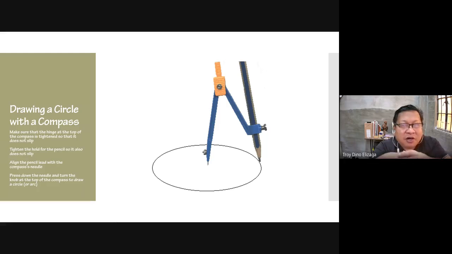So how to draw a compass? As I mentioned, you should watch the video so you can actually see. But I will just give some tips aside from what is written here. Make sure that the hinge at the top of the compass is tightened so that it does not slip. So I mentioned that already. It should be tight. Once it loosens, the compass is not useful anymore. Tighten the hold for the pencil so it also does not slip.